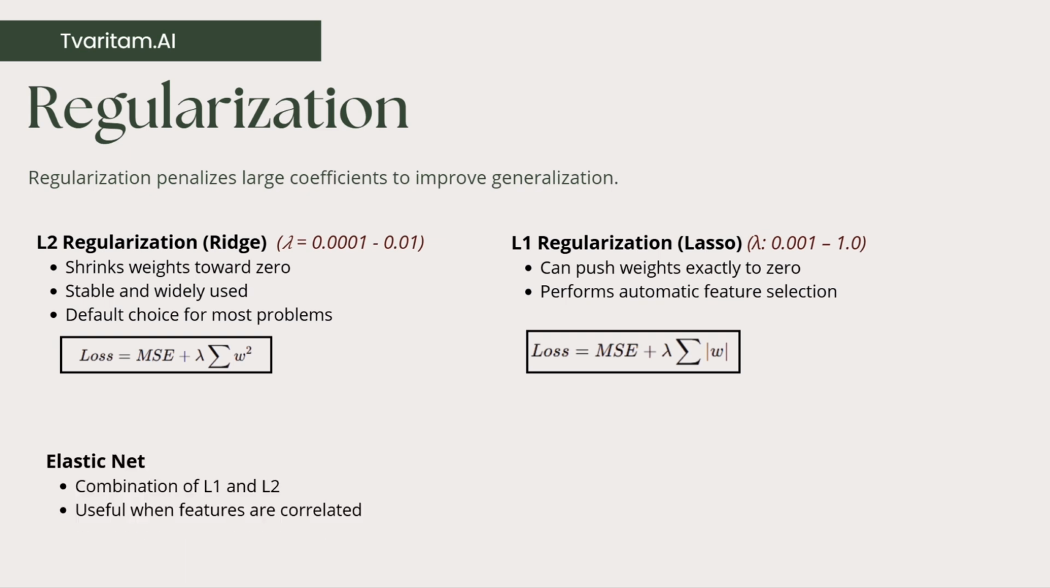ElasticNet is a combination of both L1 and L2. It is useful when features are correlated and we can control how much of L1 and L2 we want to use. This gives us a balance between L2, the stability, and L1 providing the sparsity.